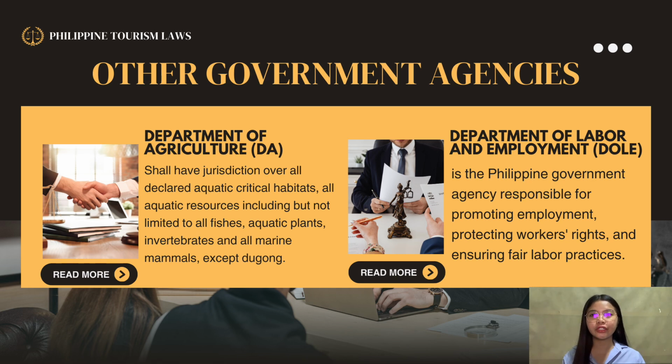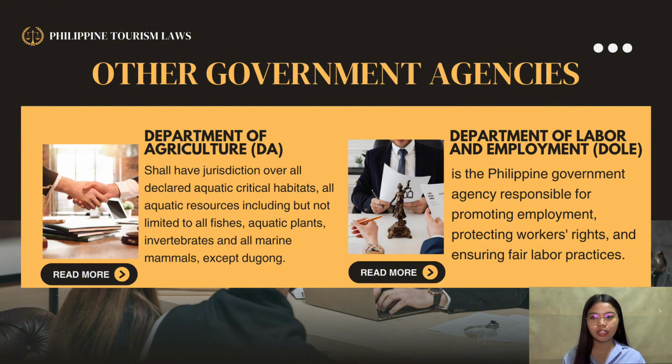For the implementation of the international agreement on international trade in endangered species of wild fauna and flora, the management authorities for terrestrial and aquatic resources shall be the Protected Areas and Wildlife Bureau of the DENR and the Bureau of Fisheries and Aquatic Resources of the DA, respectively.